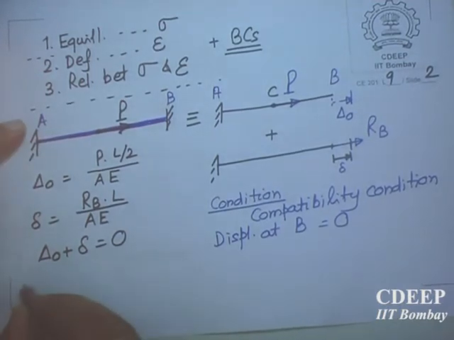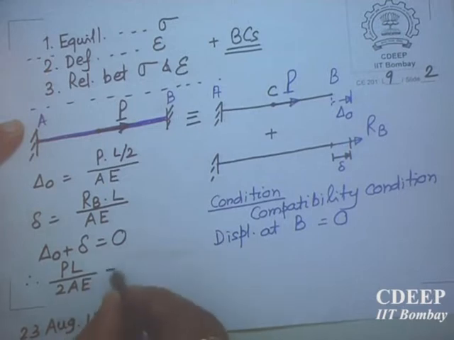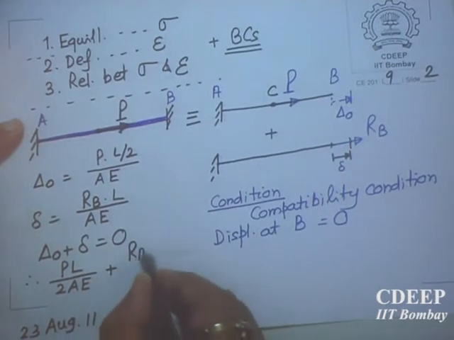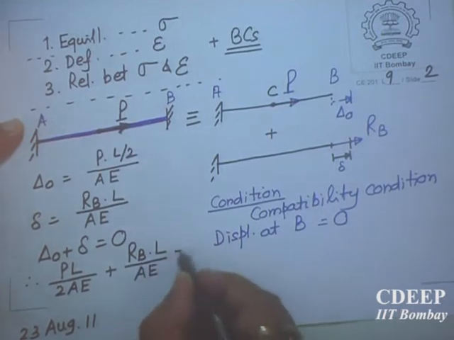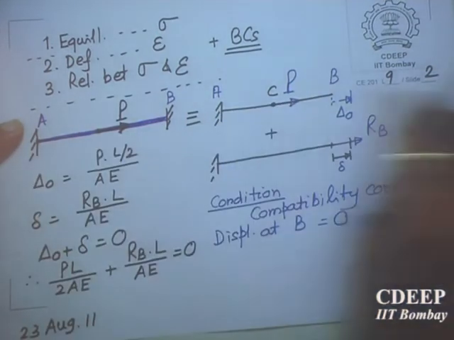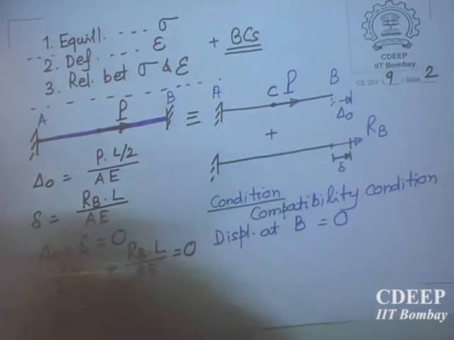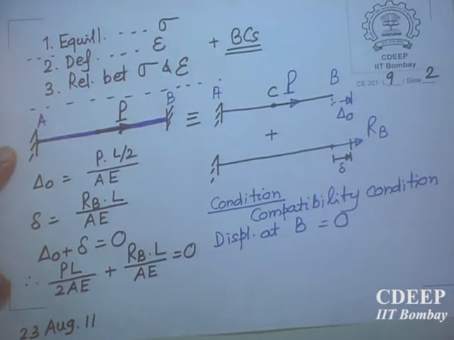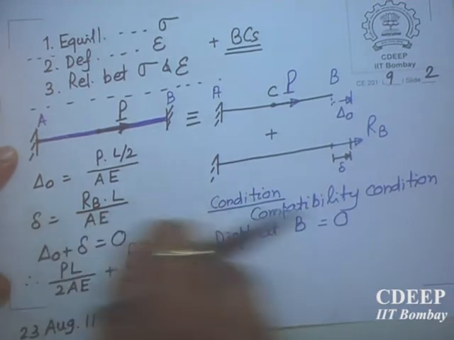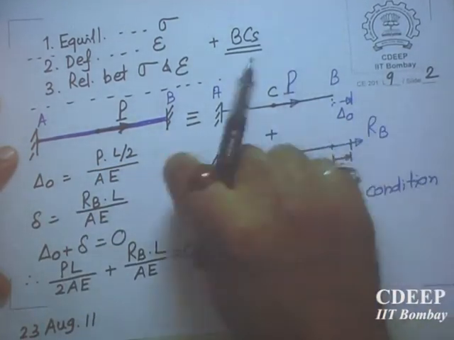And therefore, you get AE plus RBL by AE equal to 0. See, everything is positive in the positive x direction. So I don't have to worry about equal to sign, this equal to that. I am writing everything positive in x direction. So the sum must be equal to 0. I am not saying this equal to that. That also can be given provided I had given an opposite reaction here.